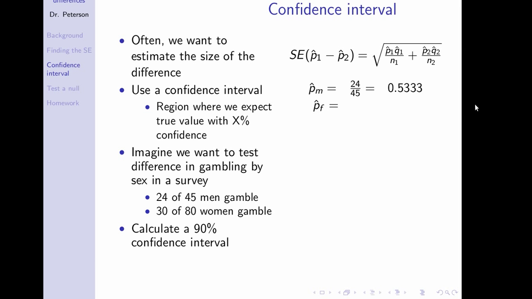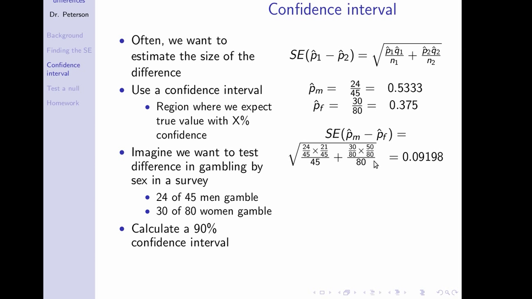On the computer screen it's not so hard, but when you're writing by hand, at least my handwriting's bad enough, M's and W's start to look a lot alike. So 30 out of 80 is 0.375. So we plug those values in. So 24 out of 45, 21 out of 45 is our q. So that's just how many said they didn't gamble. Same with 50 out of 80. Divide by our two sample sizes. Take the square root of that whole thing, and we get 0.09198. So that is the standard error we would use for all of these calculations.